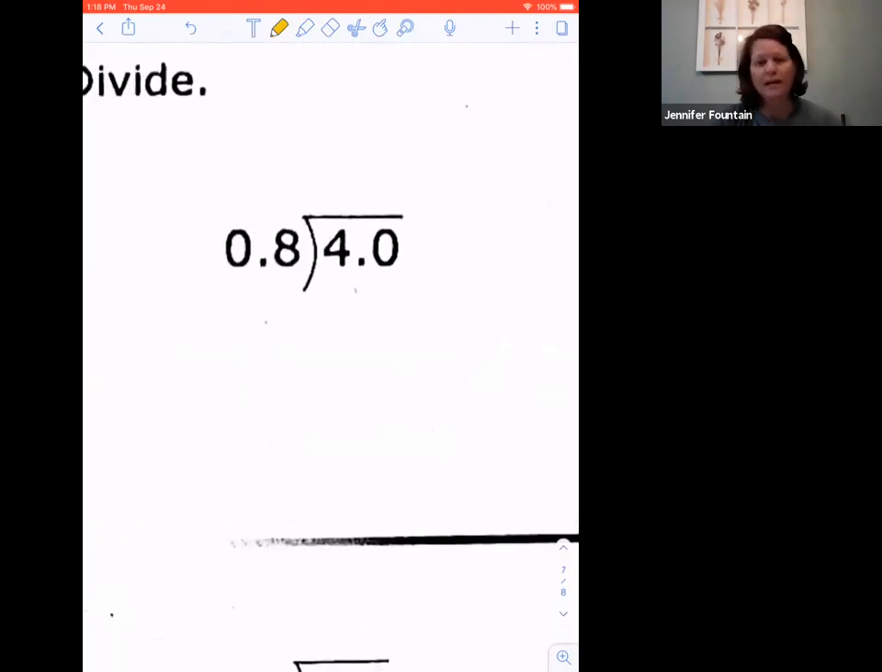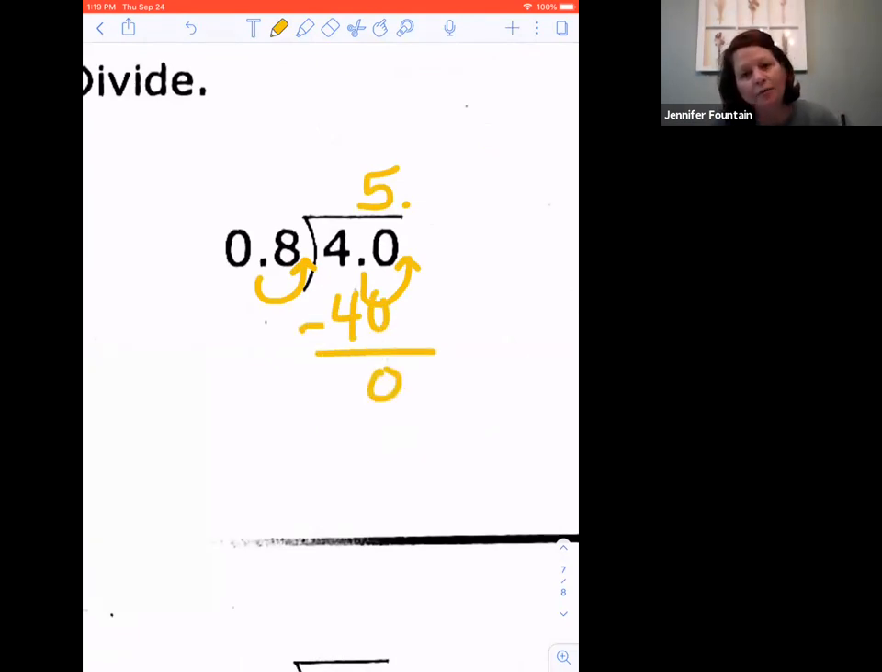The first one is 0.8 divided into 4.0. I need to move my decimal one spot to the right outside, so I have to move my decimal one spot to the right inside, and I go ahead and put my decimal in my answer. So now I have 8 into 40. 8 will go into 40 5 times. 5 times 8 is 40. So now 40 minus 40 is 0. So my answer is just 5.